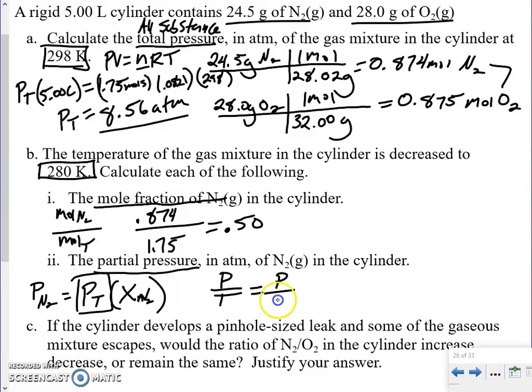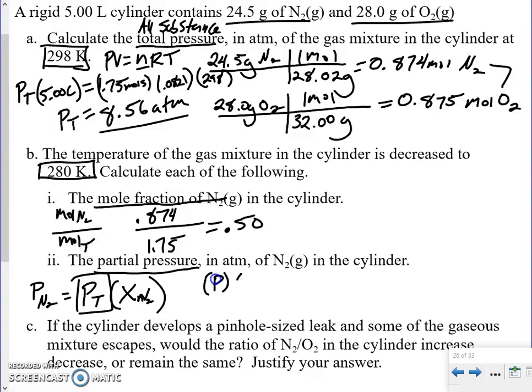I believe this is Gay-Lussac's, if I remember correctly. Pressure over temperature, so P1 over T1 equals P2 over T2, and you can solve it that way. Or you could set up a ratio, which is basically what this just did. So there's a couple different ways. I'm personally partial to PV equals nRT. It's just what I'm comfortable with, but you can do it either way you want to do it.